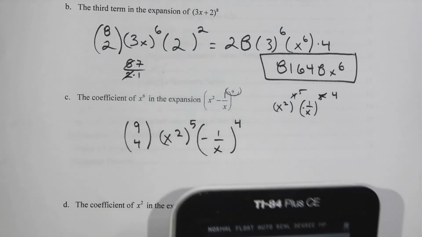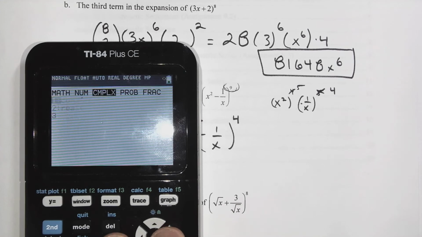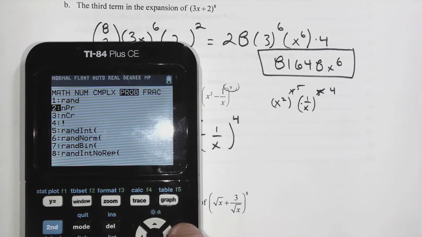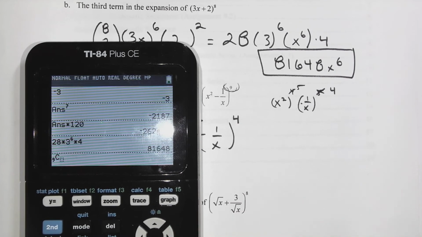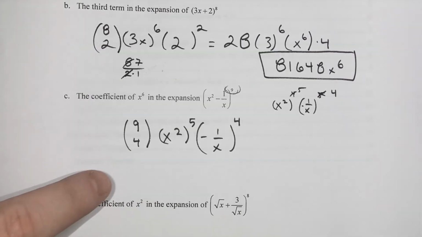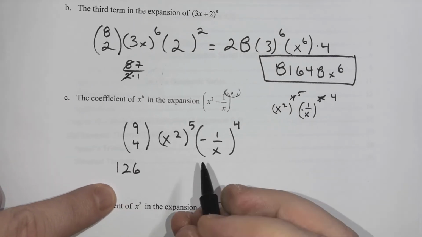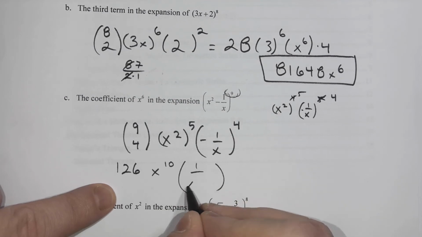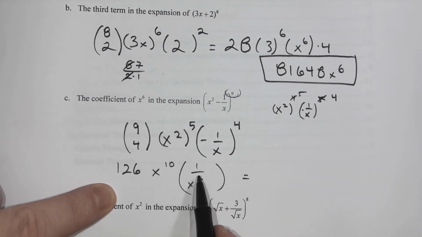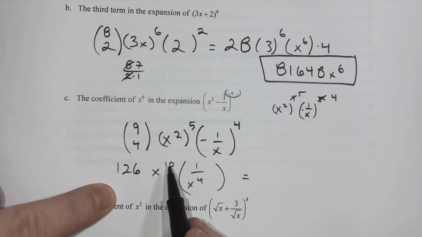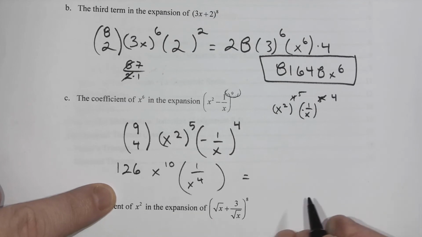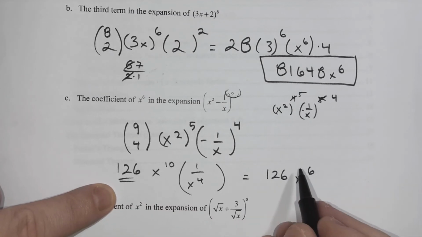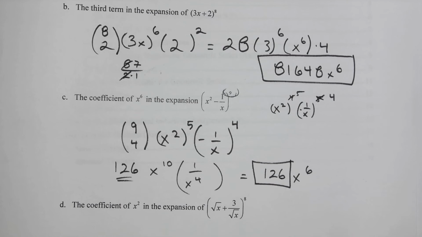This one's got a little bit too much number in it, so I'm just going to use the calculator. So math, 9 math choose 4, 126. This becomes x to the 10th, and this becomes 1 over x to the 4th. And do you see how the work I did at the beginning allowed me to figure out that x to the 10th over x to the 4th gives me the x to the 6th, and there's our 126. The question again was only asking for the coefficient, so that's 126.